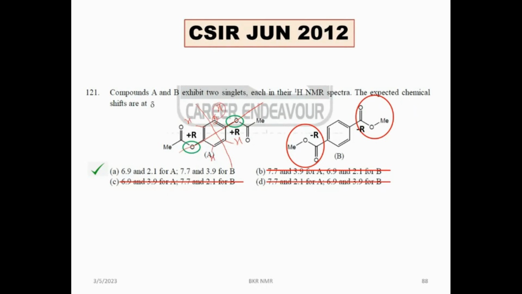This hydrogen's neighboring carbon has a C double bond O. This hydrogen's neighboring carbon also has a C double bond O. This one also, and this H also has a C double bond O. So all the 4 hydrogens are equivalent. Thambi purinchucha? ஓகே இது 2 சிக்னல்ஸ் ஓகே மேம்.